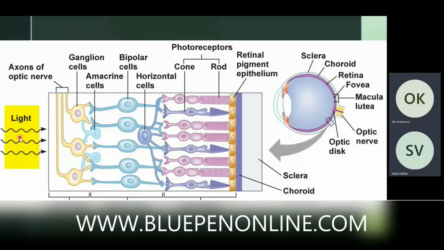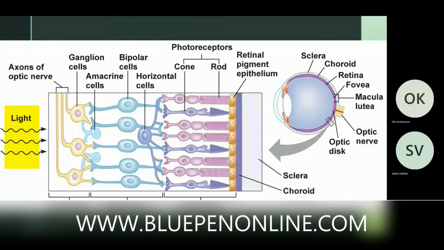Wait, what is the purpose of amacrine and horizontal cells? They are supporting cells with bipolar cells. They help in transferring the information. They help in accepting some of the information from the photoreceptors. They are just supporting neurons. They support the bipolar neurons. That's all.